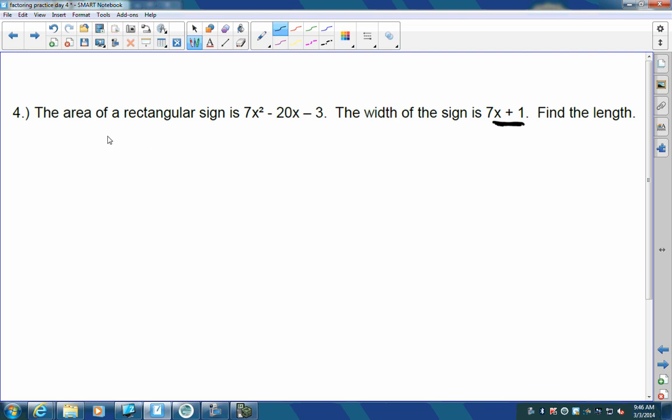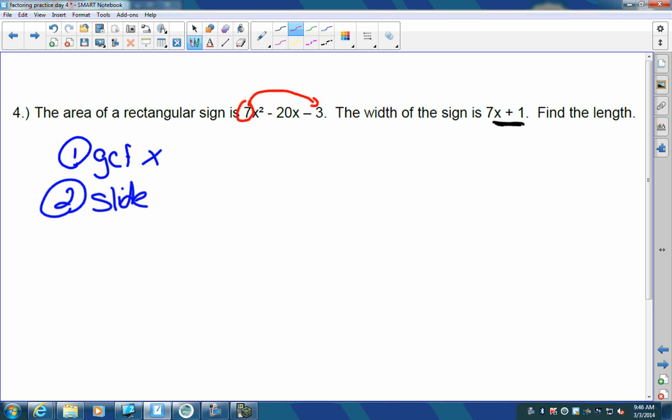So if I do step 1, step 1 is to find the GCF. I look for the smallest number. Does 3 go into 20? No, so there's no GCF to pull out. Step 2, I need to slide. I only can slide if there is a number in front of the x squared. Is there a number? Yes, I'm going to take this 7 and slide it to the back. So I get x squared minus 20x, 7 times negative 3, negative 21.